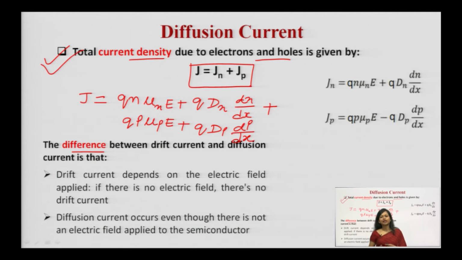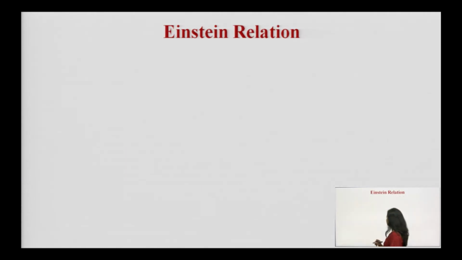I have given you various examples also to explain, just like when you are opening a bottle of perfume. If you are opening a bottle of perfume, there is no applied electric field, there is no applied potential, even then the diffusion process takes place. It means in the presence of electric field, drift will take place, while in the absence of electric field, diffusion will take place. So, this is a very important point, you must write it down.